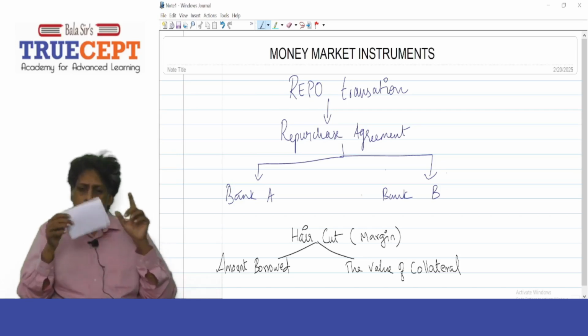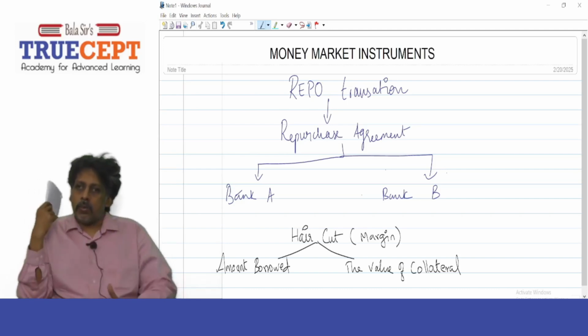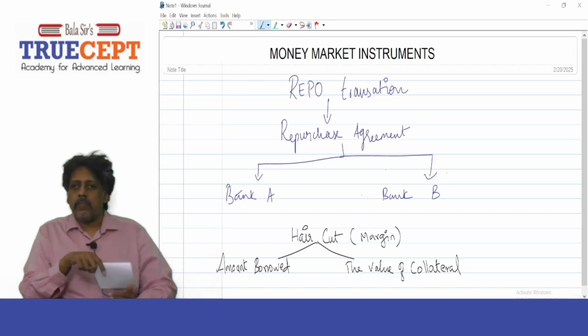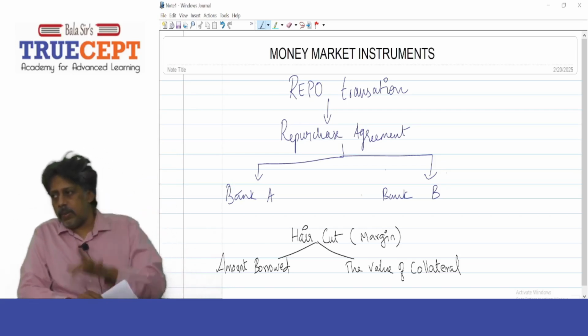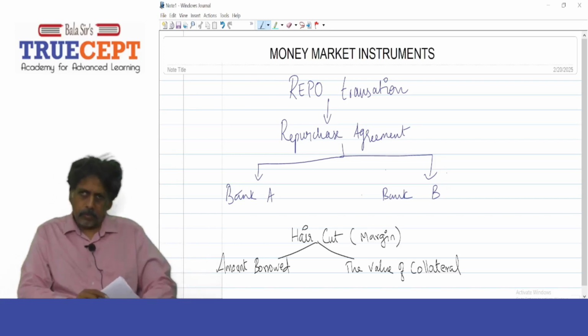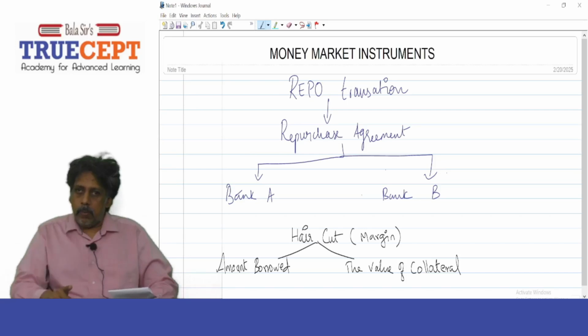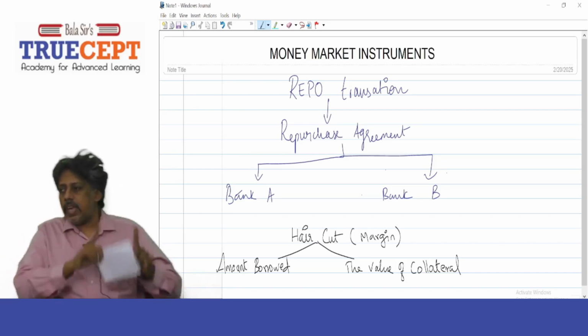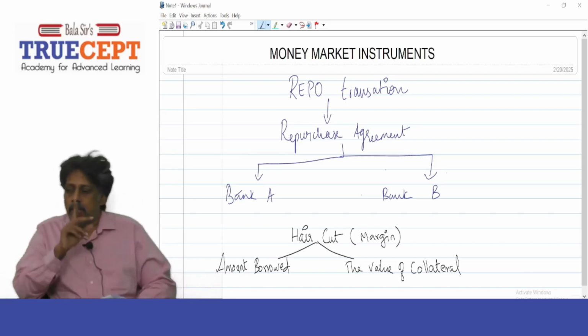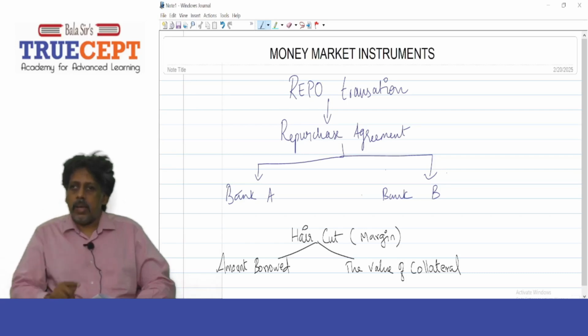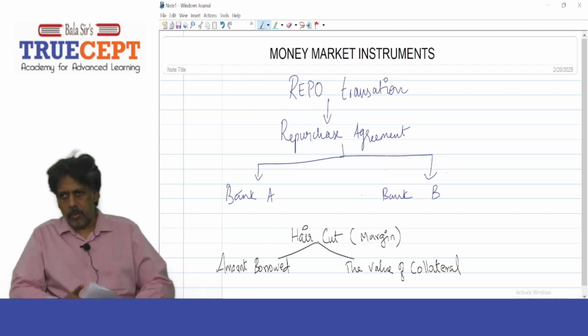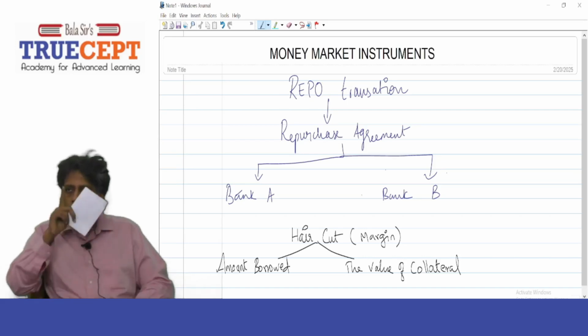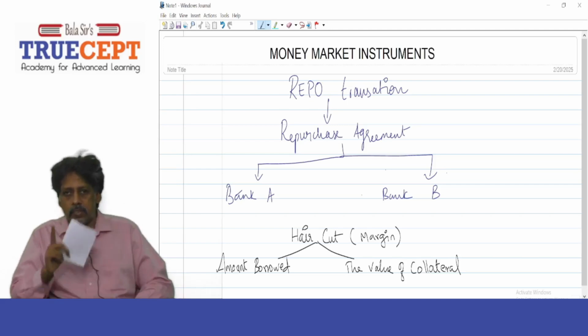Got it? Now, please remember, it might look as if banker A sold investments today and is going to purchase investments after 1 month. But please remember, it is actually a financing arrangement. It is not a sale at all. And this is the stand taken by Ind AS 109 on financial instruments. So you will learn in Ind AS 109, there is a section on when to derecognize a financial asset.